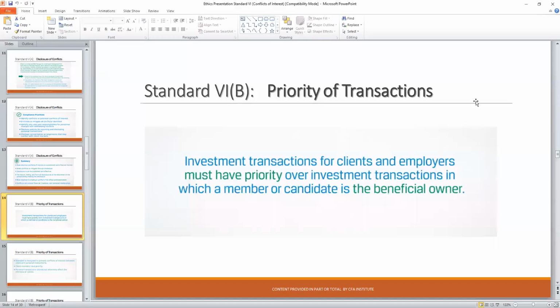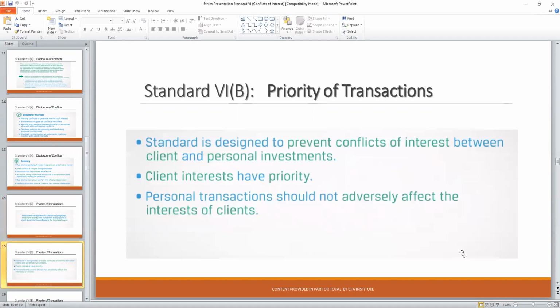Okay, let's look at Standard 6B, priority of transactions. Investment transactions for clients and employers must have priority over your own personal investments or the investments in which you're a beneficial owner. So the standard is designed to prevent conflict of interest between the client and personal investments. Client interests have a priority. Personal transactions should not adversely affect the interest of clients.